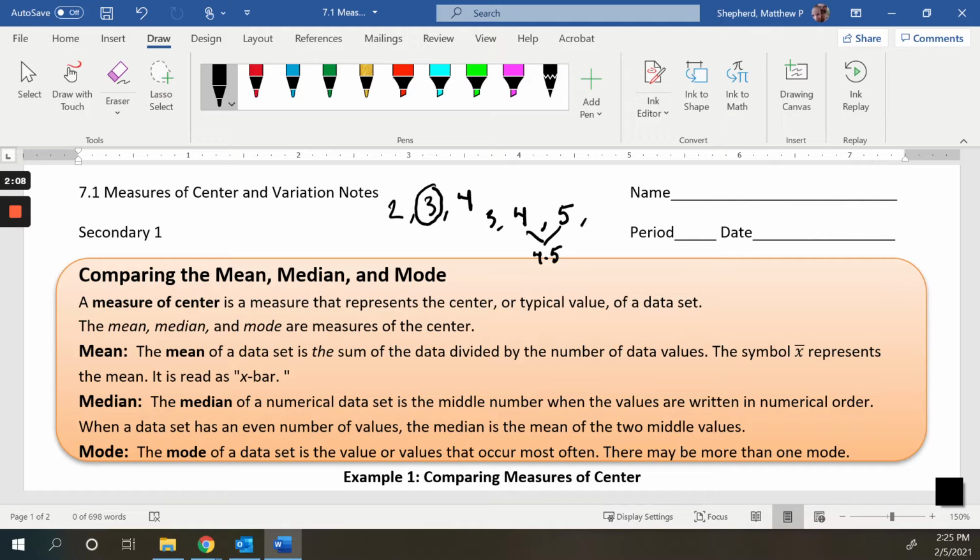Okay, a mode is whichever number or value repeated the most often. Now there can be more than one mode. If you have multiple numbers that all repeated the exact same number of times, and so there's not one that repeated the most, but there are a couple that repeated the most, then you can have multiple modes.